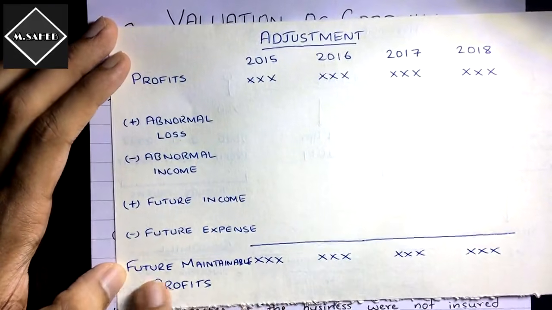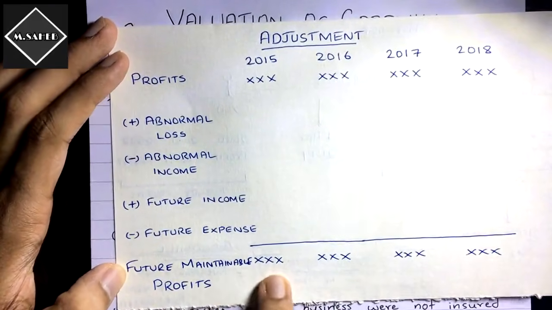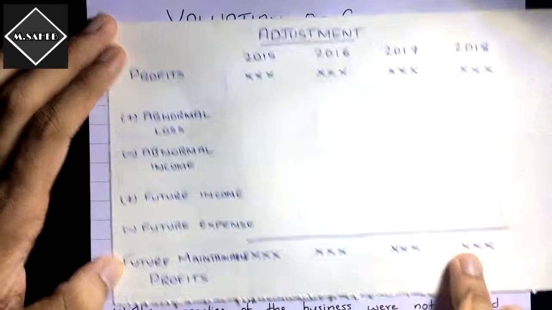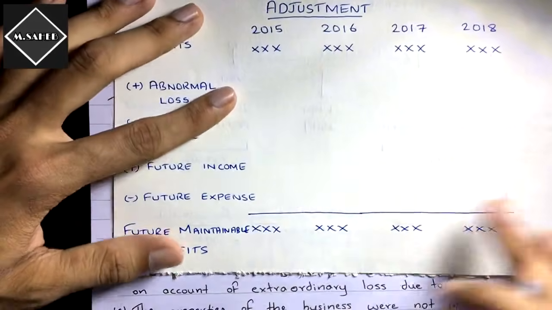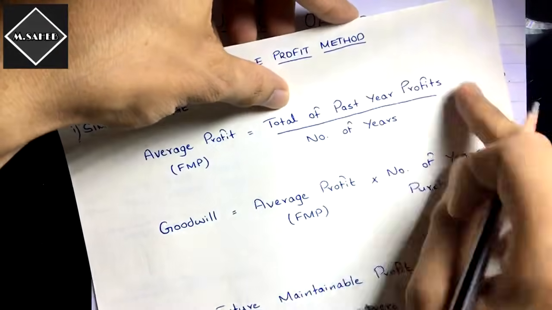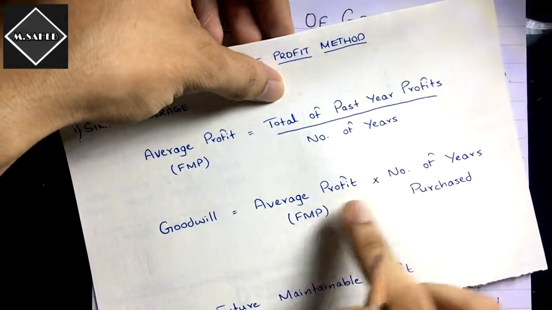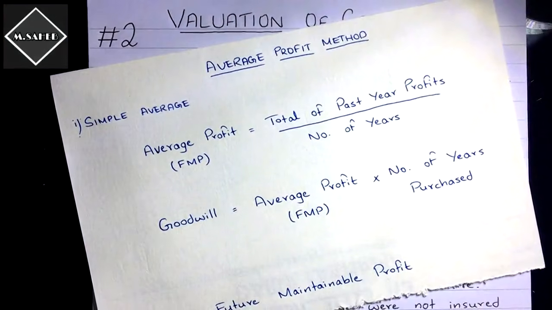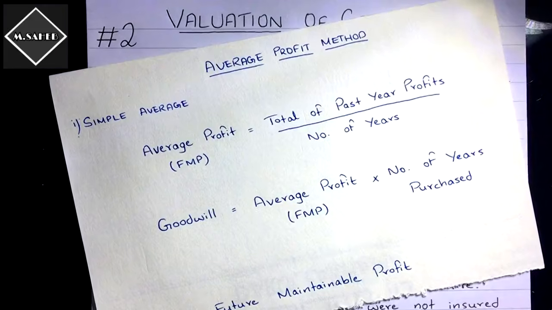And then you will get future maintainable profit, the profits which the business will earn in future. Okay, then we'll take the average of these profits. Simple. First you will do this adjustment and then you are going to add them up and then divide by number of years and then you are going to multiply it by number of years purchased and then you will get the goodwill. Fine. So this is the adjustment you have to do. Simple, right? So now let's solve the problem.